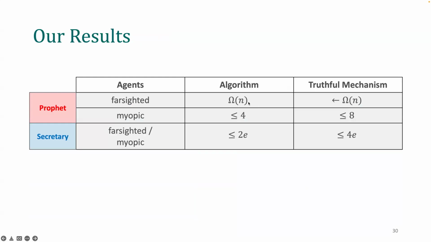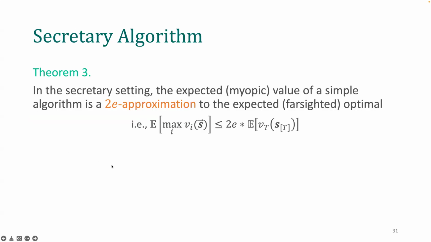Okay, so again, putting these things together in the profit setting, even though we have very strong impossibility results for the far-sighted case, in the myopic case, we can get a 4 approximation in the non-strategic setting. We can get an online algorithm that gets a 4 approximation to the optimal offline. And if you wanted to ensure that the algorithm can be truthfully implemented, we can get it with an 8 approximation.